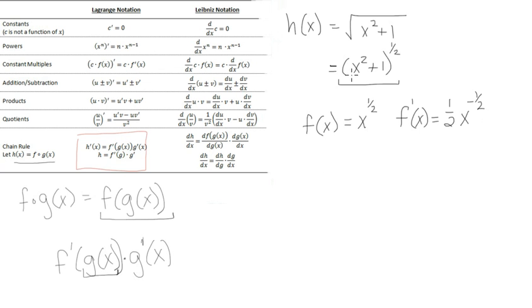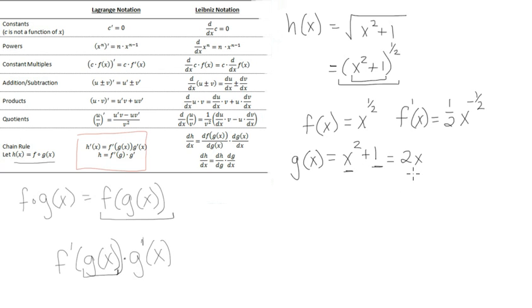Now, I need to think separately about this function on the inside, so I can say that g of x is equal to x squared plus 1. And here I have two different terms added together, so I take their derivatives separately. I use the power rule on the first, I get 2x. I use the constant rule on the second, I get 0.